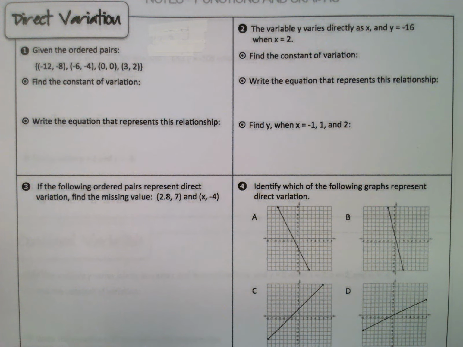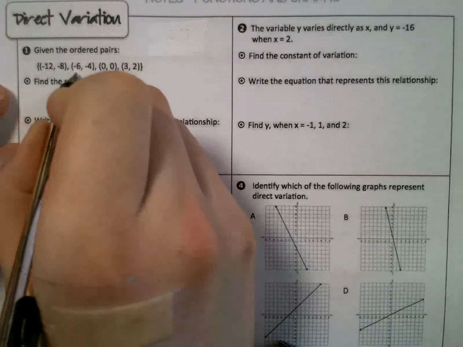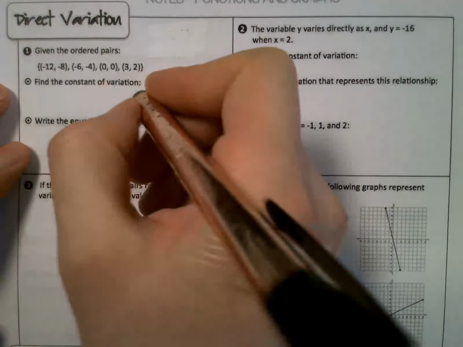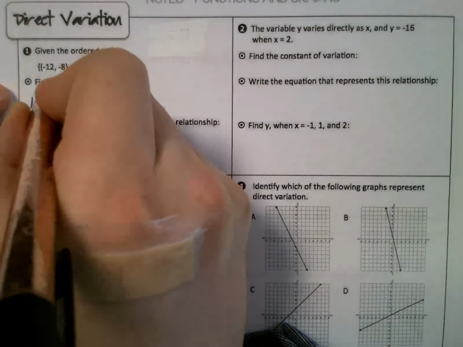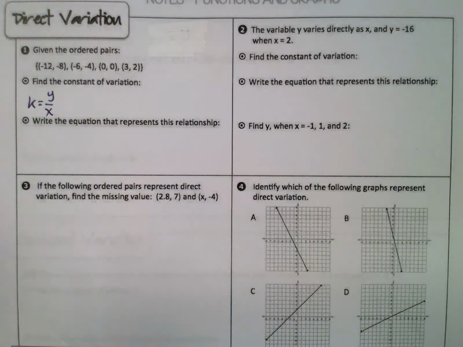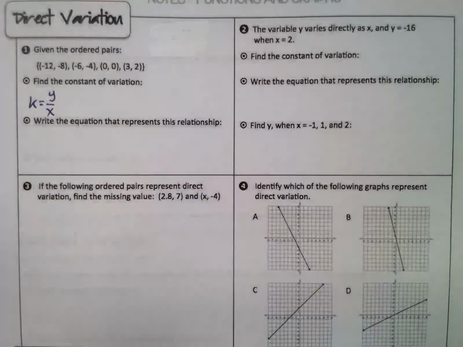So, in terms of examples for direct and inverse variation, for direct, we're given these ordered pairs: (-12, -8), (-6, -4), (0, 0), and (3, 2). We are asked to find the constant of variation. We can find the constant by using the equation from direct variation, k equals y divided by x, which came from your notes, right there.